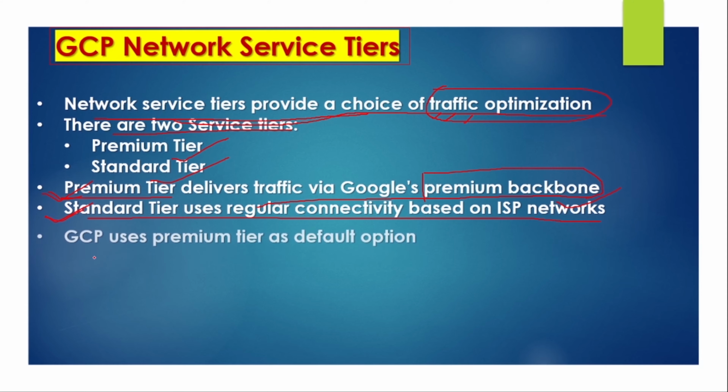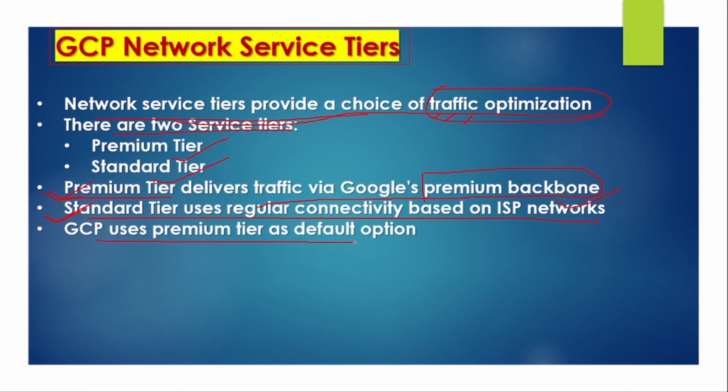So that's why this is a paid service, and when you choose the standard tier, it's free. Okay. And GCP uses the premium tier as a default option that we discussed already. Whenever you launch a network service for your application, the premium tier will be selected as a default option, and you have the option to make it standard tier. Based on the requirement that you have, you can optimize the traffic.